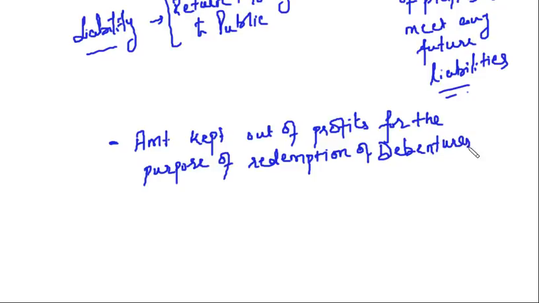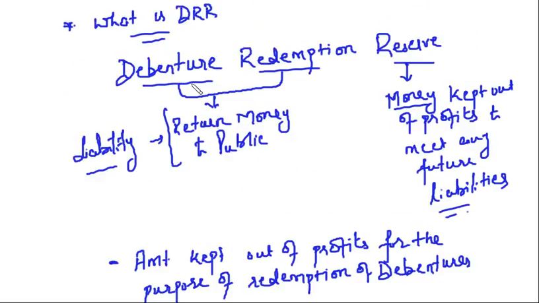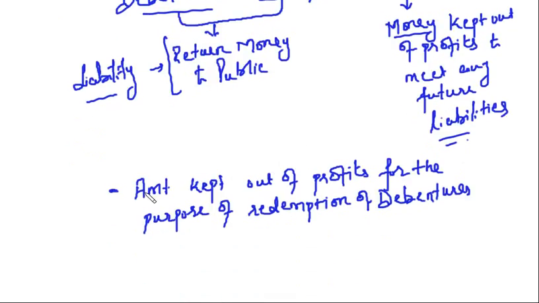Just decode these two words, debenture redemption and reserve. Reserve is money kept out of profits to meet any future liabilities. What is the liability here? You have to return money to the public on a specified date, at a specified time, at a specified amount, right? So what is debenture redemption reserve? It is the amount that is kept out of profits for the purpose of redemption of debentures. Are you getting my point?